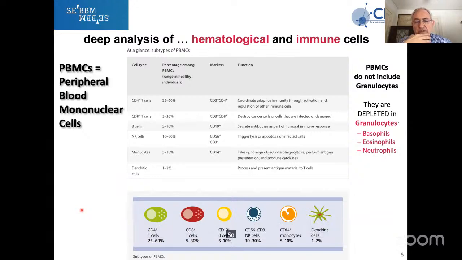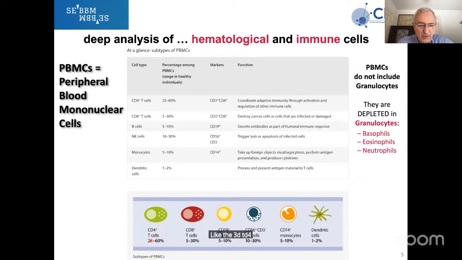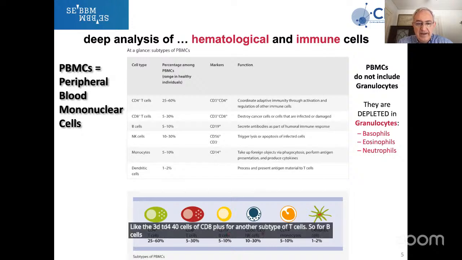So our approach was to try to see if we can separate the different standard cells, the different T cells, B cells, monocytes, dendritic cells, and so on, and also if we can identify in the transcriptomic profiling observed by the single cell data these specific CD markers that are well known by flow cytometry or by protein antibody markers, like CD4 for T cells, or CD8 plus for another subtype of T cells, or CD19 for B cells, and so on.